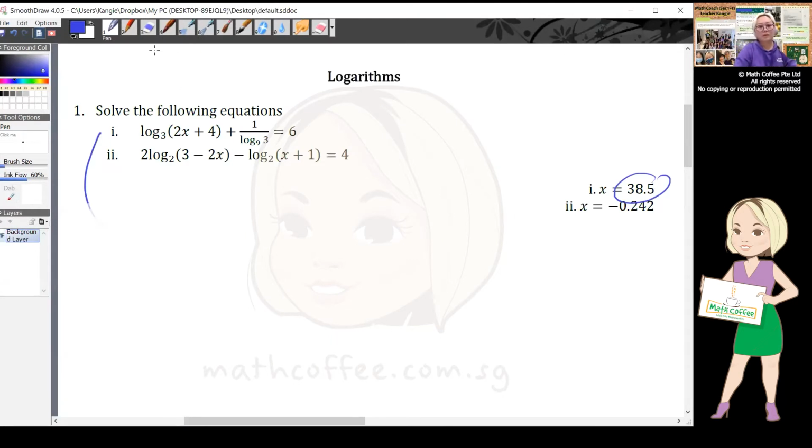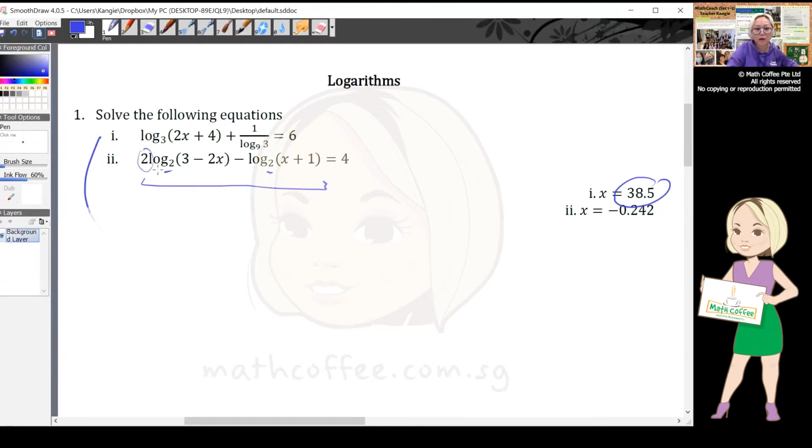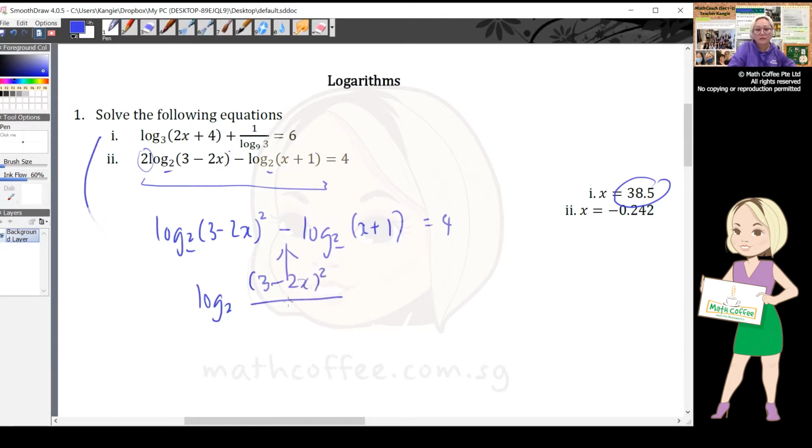Okay, part two. I see all base 2. So what I need to do is combine this into a single logarithm. Before I can change it to a single logarithm, I need to bring this 2 up first, power law. So it becomes log base 2 of (3 minus 2x) squared, minus log base 2 of (x plus 1) equals 4. The logarithm law tells me that when I have two logarithms of the same base and it's minus, I can combine to become divide. So it becomes log base 2 of (3 minus 2x) squared over (x plus 1). And just keep it as 4, doesn't matter.